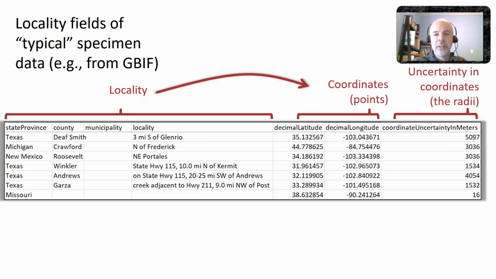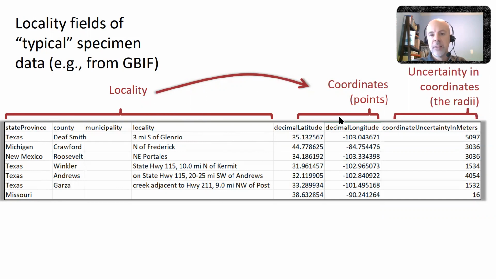So just to be entirely clear, if you were to look at a series of records that you might have downloaded from, say, the Global Biodiversity Information Facility, or GBIF, or something like that, you'll get a ton of fields, but these are some of them. So you get a state, province, a county, municipality, which here is blank, but that would be like a city or something like that, and then a verbal description of the locality.